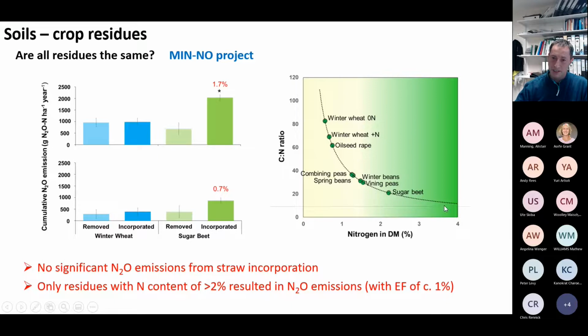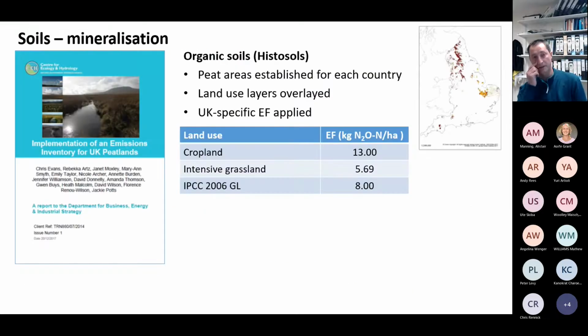And for crop residues, they sit on this line, if you like, of the amount of nitrogen and the carbon to nitrogen ratio. And the conclusions from that project really were that from things like straw, there's really no significant N2O emissions from crop residues, whereas from these high nitrogen residues, and they put a threshold of greater than 2%, there's definitely nitrous oxide emissions coming from those with an emission factor of about 1%. So should we look at this again and change our methods and how much we're estimating is coming from crop residues?